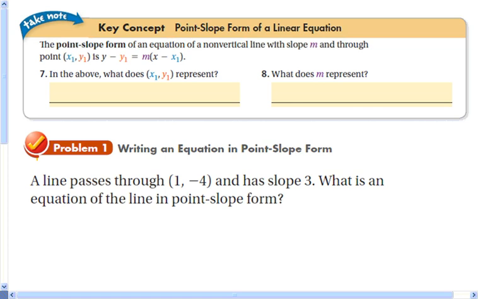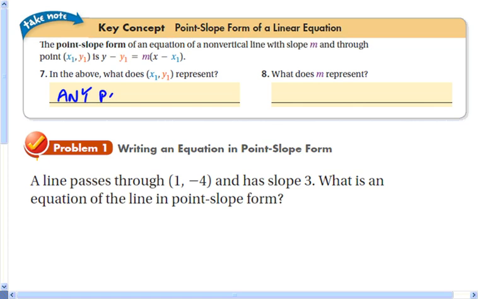All right, point-slope form of an equation of a non-vertical line with slope m and through the point x sub 1, y sub 1 is y minus y sub 1 equals the slope times the quantity x minus x sub 1. In the above, what does x sub 1, y sub 1 represent?